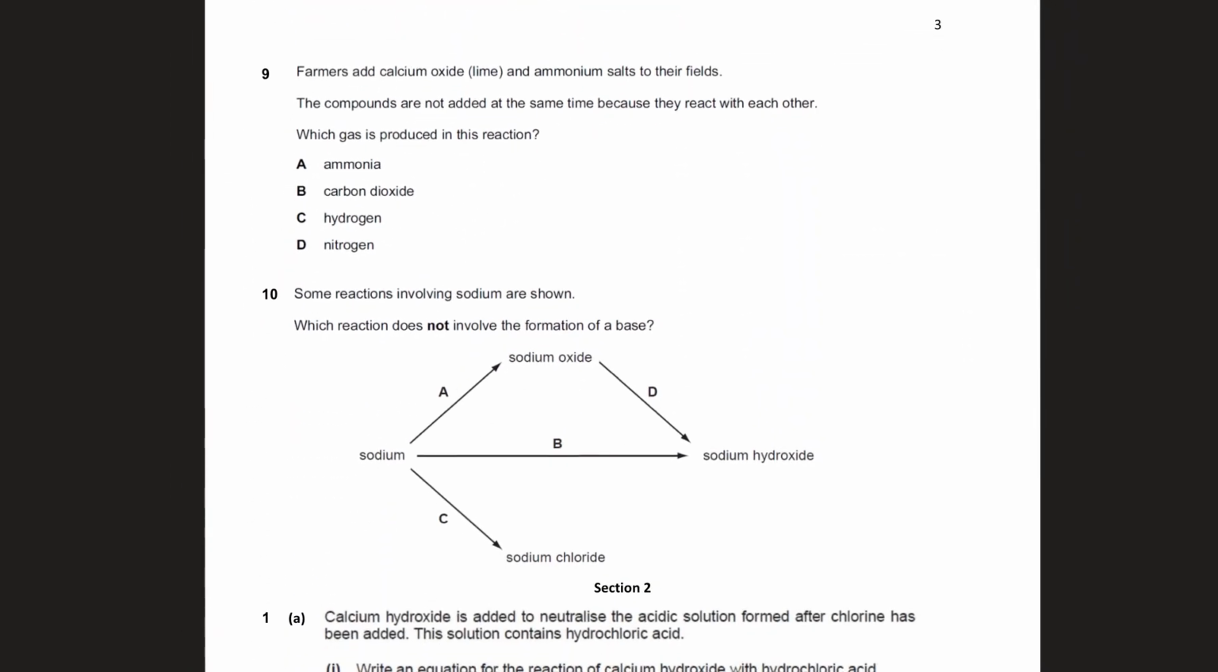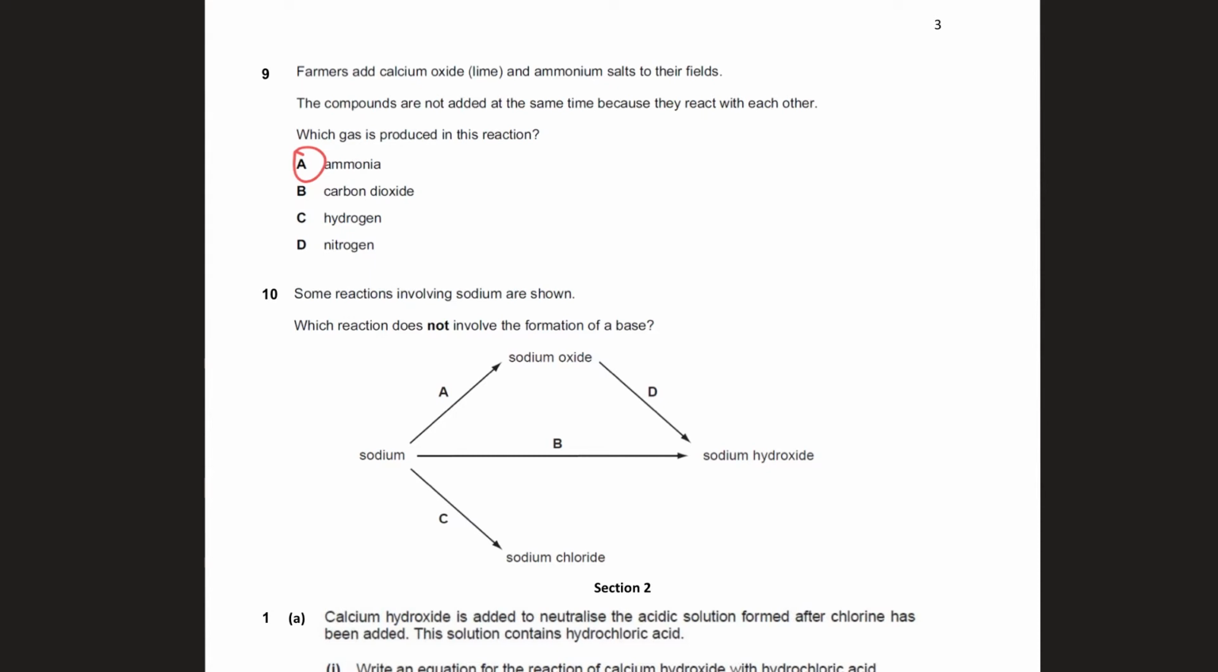Farmers add calcium oxide, which we know as slaked lime or lime, and ammonium salts to their field. So we know calcium oxide is basic, but ammonium salts are acidic. The compounds are not added at the same time, obviously, because they react with each other. Which gas is produced in this reaction? So when ammonium salt reacts with calcium oxide, it's going to produce some calcium salt and ammonia gas, because the ammonium ion breaks down and gives ammonia gas. So it's going to be ammonia.